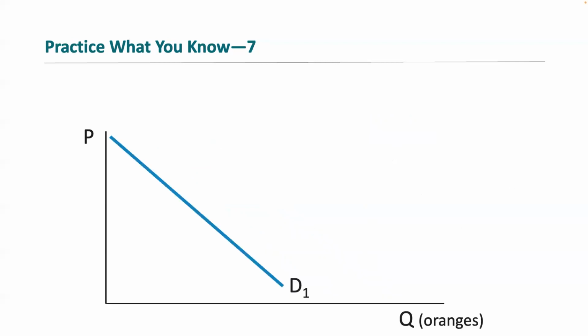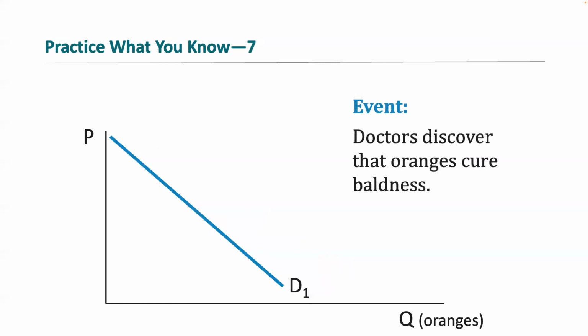And finally, here we're looking at a demand curve for oranges. So we have price on our y-axis, oranges demand on the x. And the event that's happening here is, let's say that doctors discover that oranges cure baldness. Well, what's going to happen is our entire curve is going to jump over to the right because everybody is going to want more oranges regardless of the price. So we're going to see a shift from D1 to D2 rather than just movement along that curve.